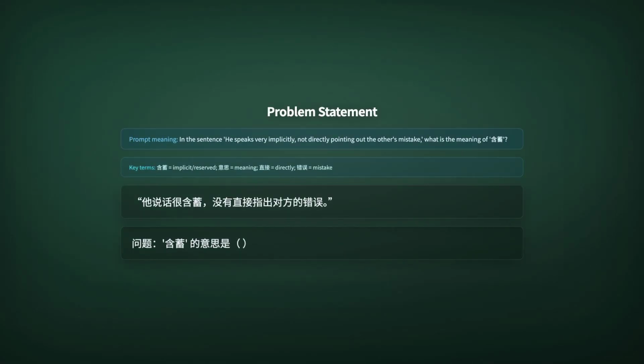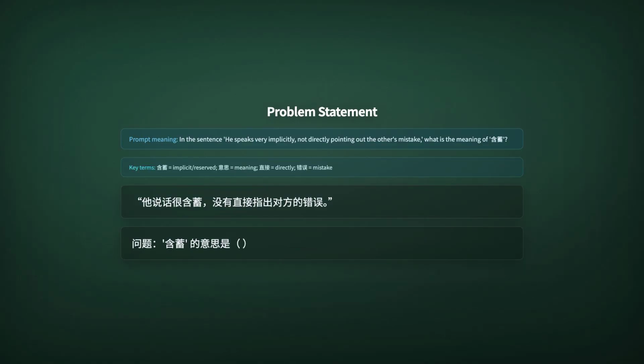First, let's look at the full problem presented on screen. The sentence is, he speaks very implicitly, not directly pointing out the other's mistake. The question asks for the meaning of the word. I'll read it slowly. Ta shuo hua hen hanxu, mei you zhijie zhichu duifang de cuo.